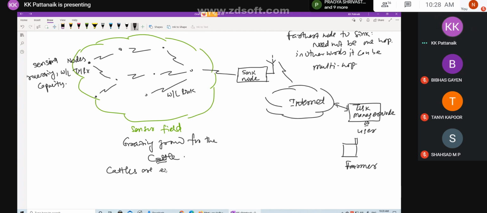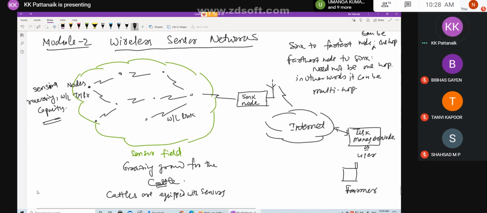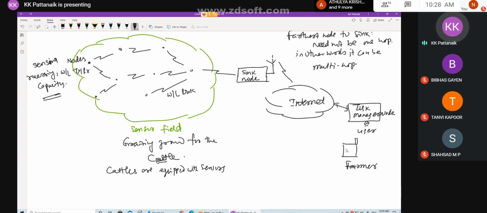So cattle are equipped with sensors with sensing, processing and transmitting capability, right? And the farmer is able to see through his application, let's say a cattle monitoring application, whether his cattle are within the grazing ground area or not. So this is one application.